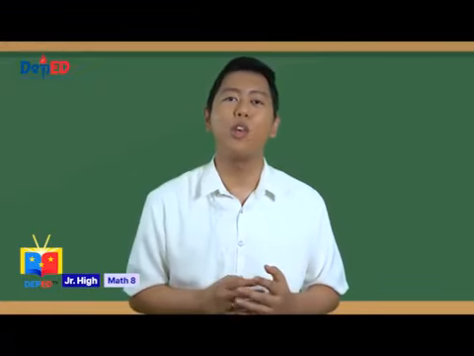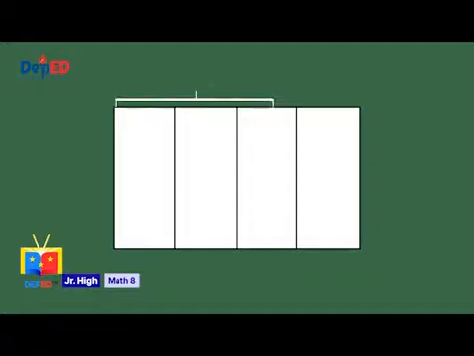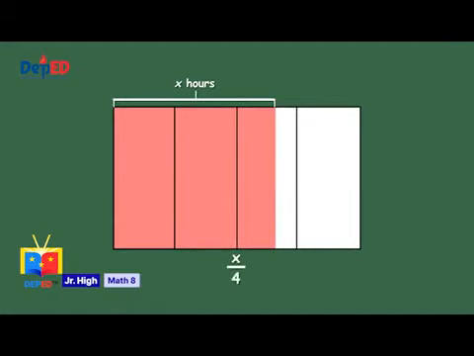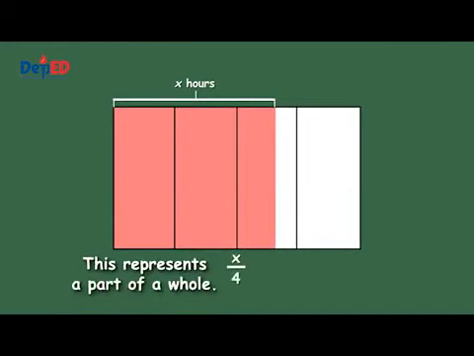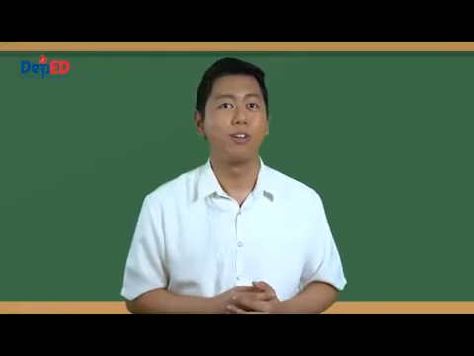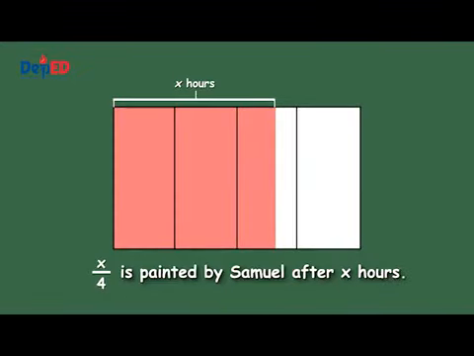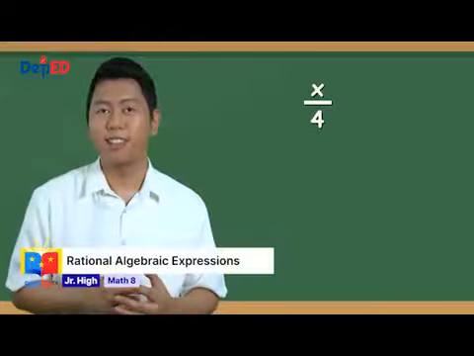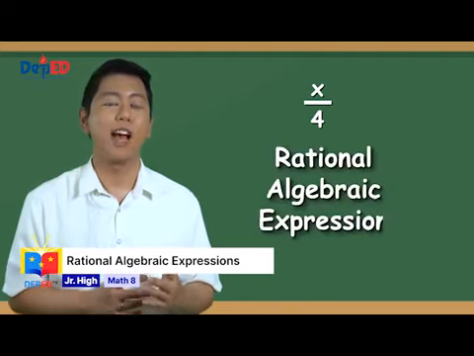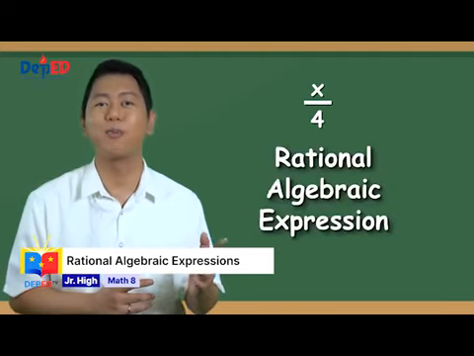Now, what if we are asked to find which part of the wall is painted after x number of hours? Even if x is an unknown number, this represents a part of a whole. So we can show that an x/4 part is painted by Samuel after x hours. This is an example of a rational algebraic expression.